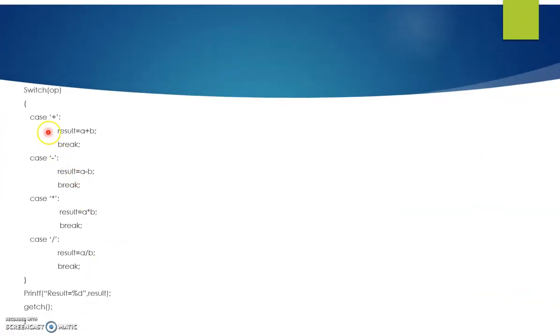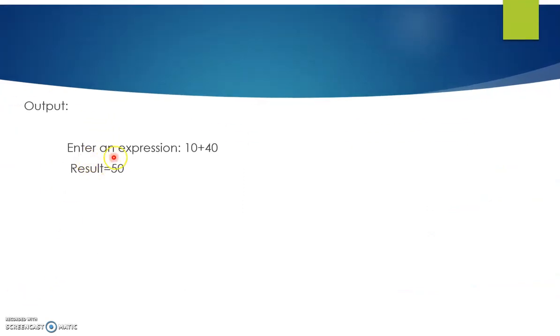Then if I want to add two numbers, then this block is executed, and because of this break statement, the control will automatically move out from the switch statement and the result is printed. Similarly, we can do subtraction, multiplication, and division by using the switch case statement. So let's see the output. Here it will ask to enter an expression. I have added two numbers. Then it will print the result. In this way we can subtract, multiply or divide the numbers.